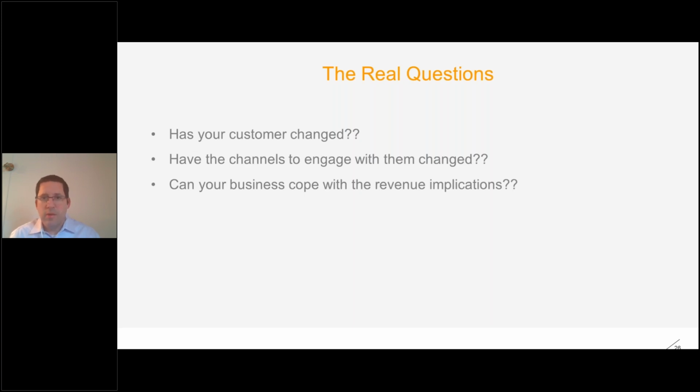If you're running a restaurant business, you can't have people in your premises, but you can deliver to them. Okay, that's great, but then how on earth do you make that happen, and how do you make that happen profitably? So again, you have to bear in mind all of these things. And obviously, the real acid question here is, can your business cope with the revenue implications?